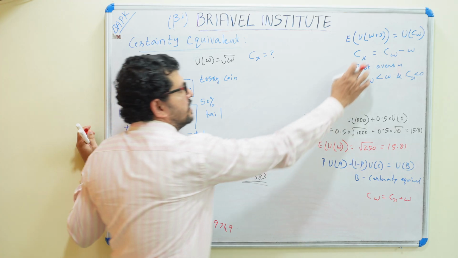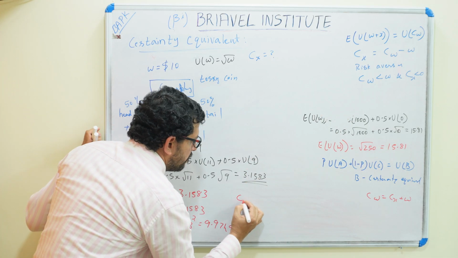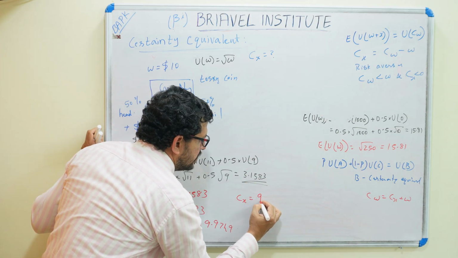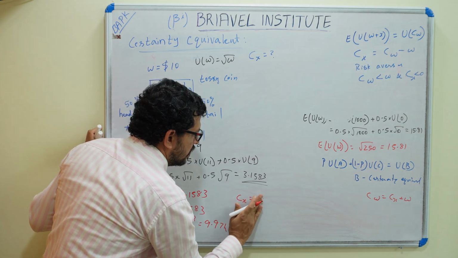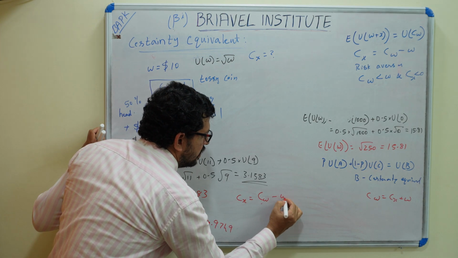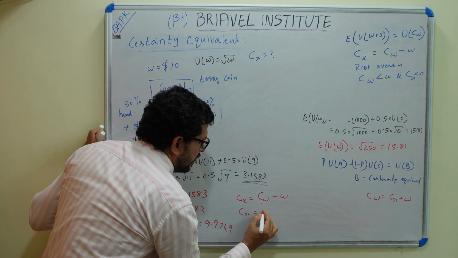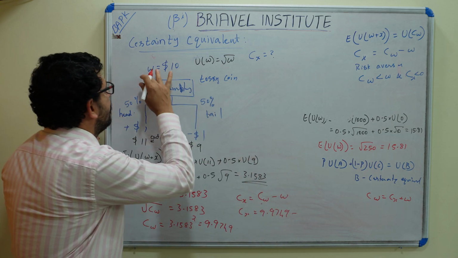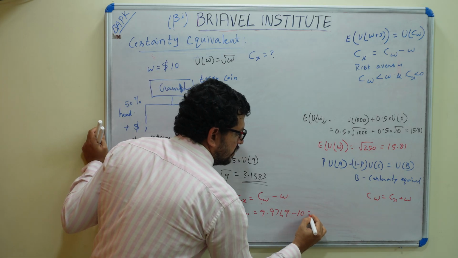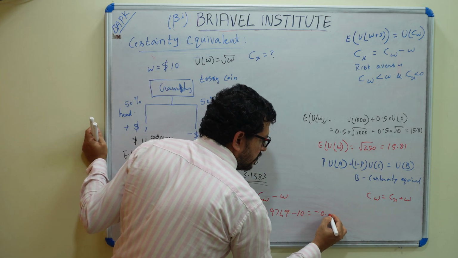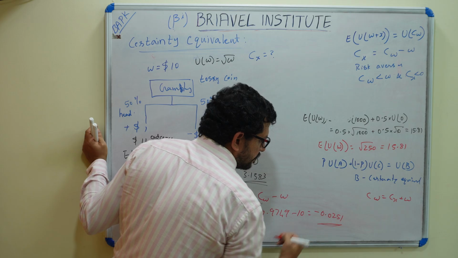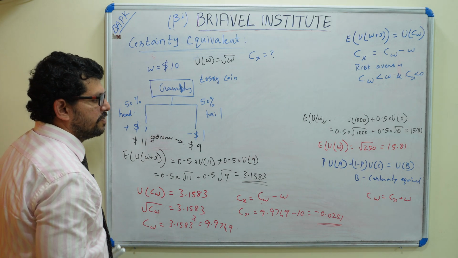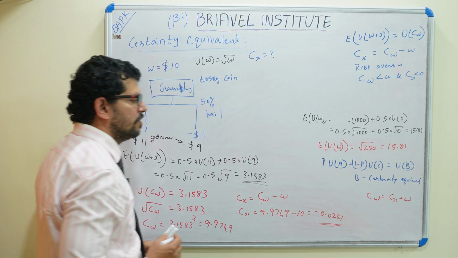And one more equation I said: CS is equal to CW minus W. So CS is equal to 9.9749 minus the initial wealth, which is $10. So we get minus 0.0251. So this is the value of CS. CS is minus 0.025.